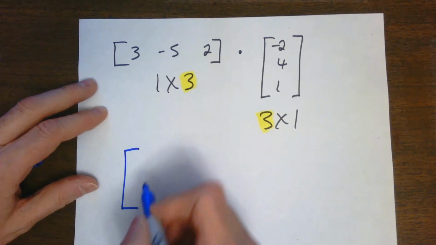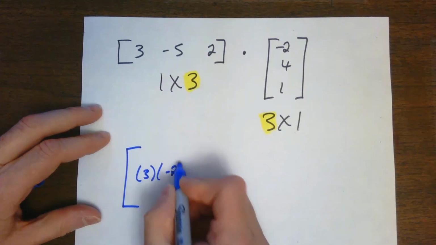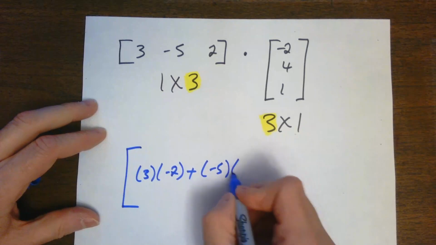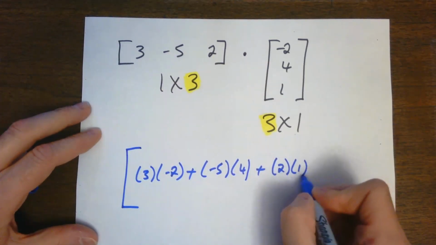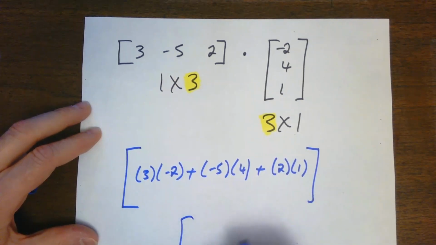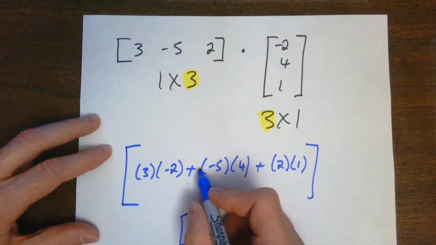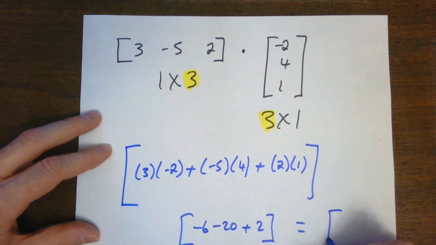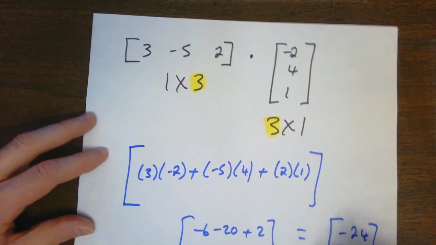So my product matrix is going to be 3 times -2, plus -5 times 4, plus 2 times 1. And if I simplify this, let's see, I'm going to get -6 and -20 and 2. My answer is the following matrix: -26 and 2, -24. That's the answer.